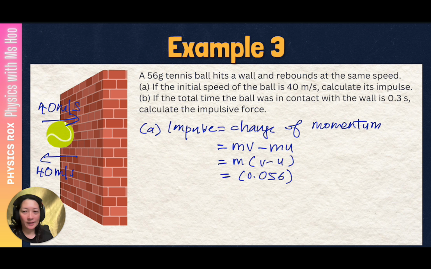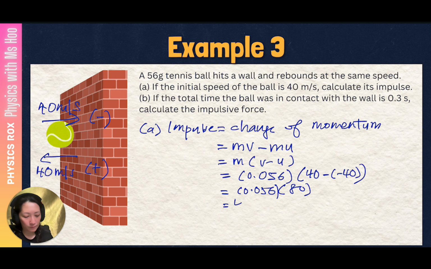Just to go against the grain a little bit, let's say the initial velocity, we take it as negative this time, and the rebound, we take it as positive. It's okay for us to do this. So this gives us 40 minus negative 40, which would give us 0.056 times 80. So one advantage of doing this is that then our final answer would be a positive value, and this would give us 4.48 Newton second. So the impulsive force is the value of the impulse calculated divided by the time, which is 0.3 seconds. This would give us a value of 1.49 Newton.